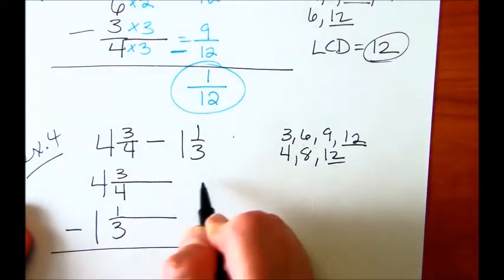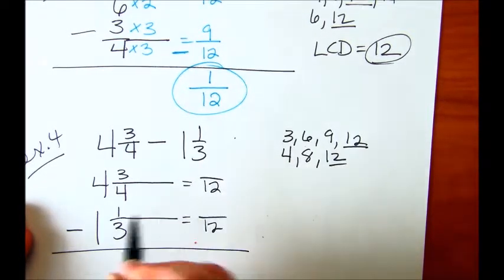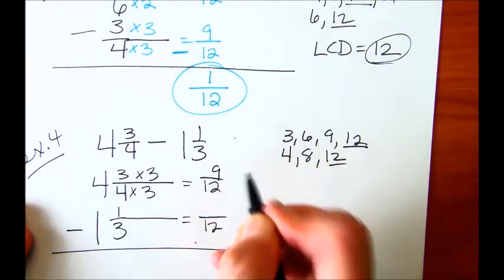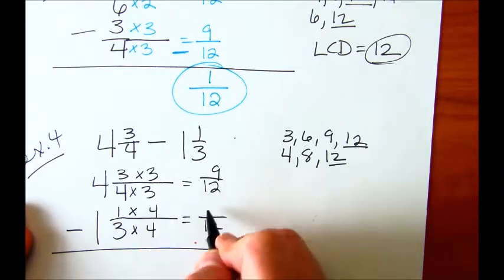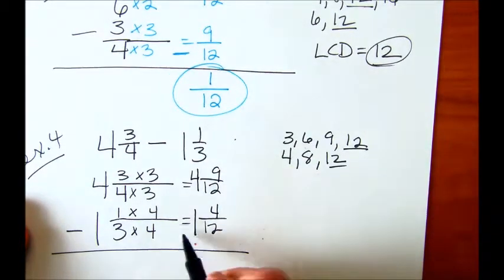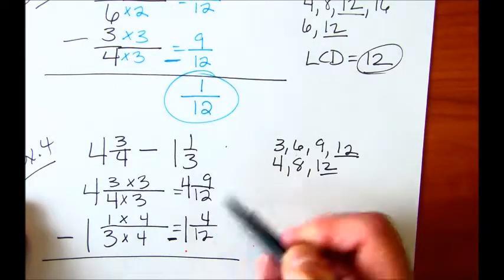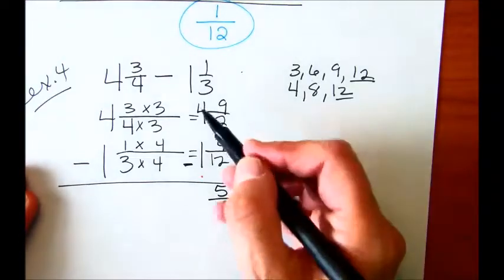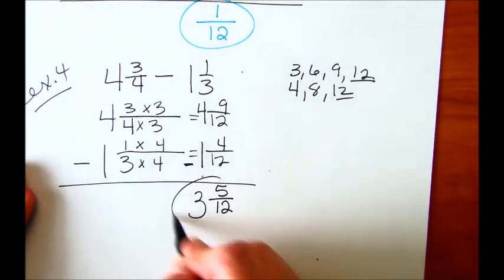So 4 times what will give you 12? Well, 3. And so 3 times 3 will give you 9. 3 times 4 will give me 12, and so 1 times 4 will give me 4. And then I'm going to go ahead and squeeze in these whole numbers. And remember, we're going to subtract. So 9 take away 4 will give you 5. The denominator is 12ths. And then 4 take away 1 will give you 3. It doesn't look like I can reduce in this situation.